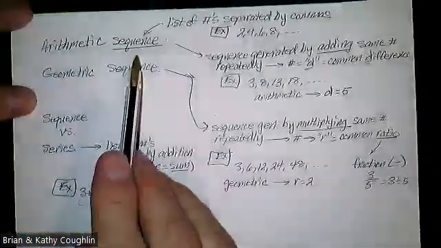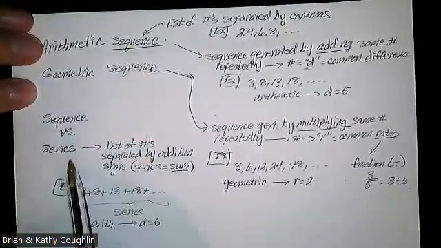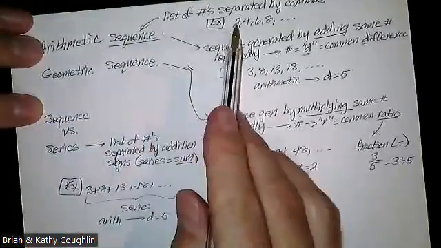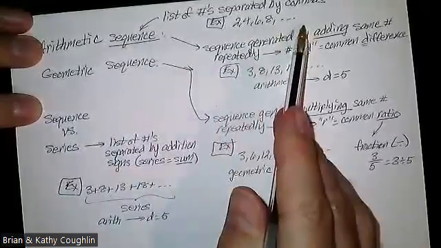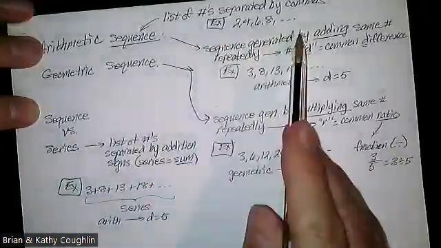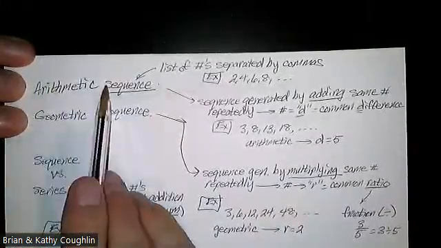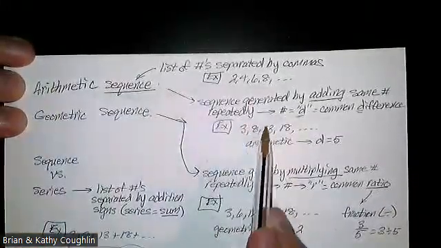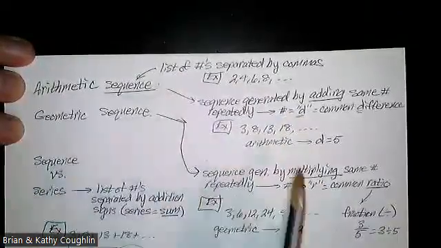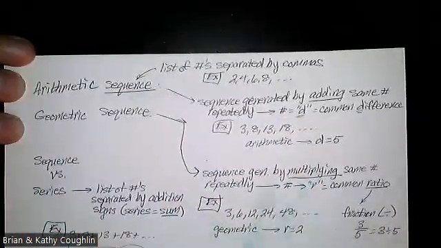Two differences here: sequence versus series. A sequence is a list of numbers with commas, just listing the numbers themselves. And a series is when you actually add them up. And arithmetic versus geometric: arithmetic is a list generated by adding the same number over and over. And geometric is generated by multiplying the same number over and over and over.